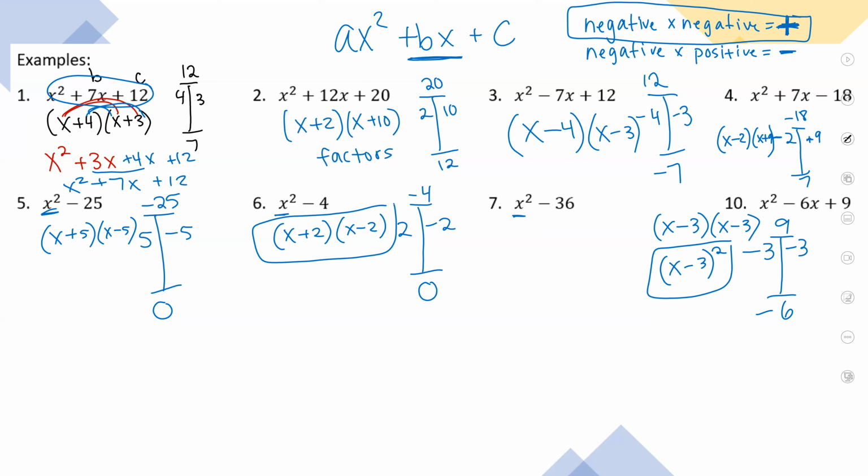I'm going to let you guys do number 7 on your own. You're going to think of two numbers that multiply to negative 36, add to 0. Notice, guys, whenever you have no b value and a negative c value, it's always going to be the same number twice, just opposite. A positive 5 and a negative 5. Here it was a positive 2 and a negative 2. It's going to be the same number, just opposite signs. Okay? So I'm going to let you guys do number 7.